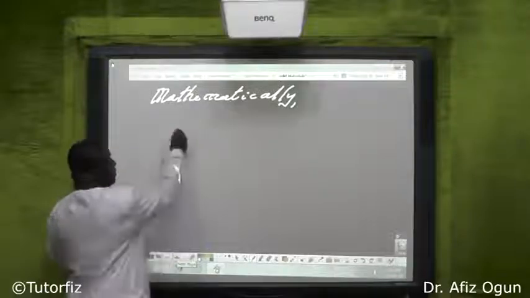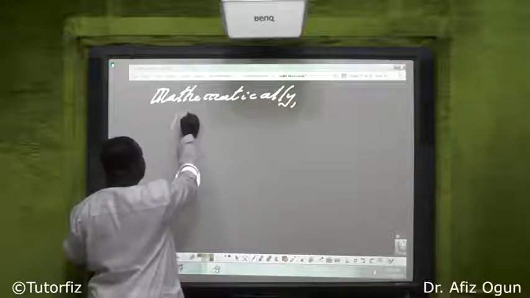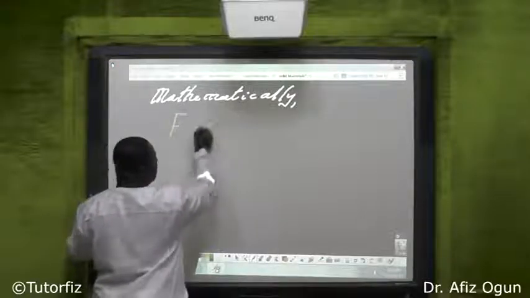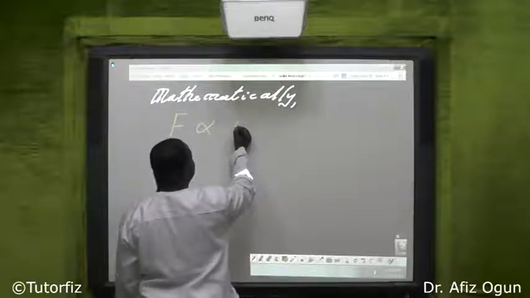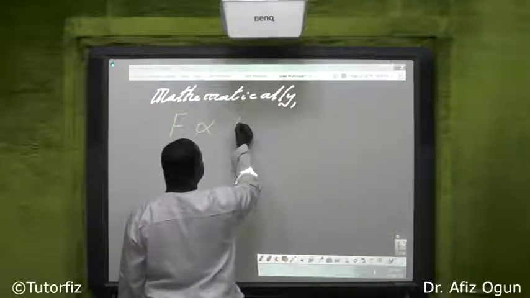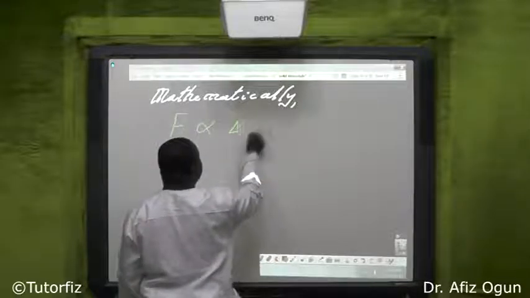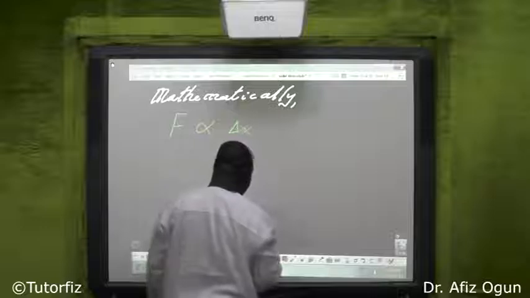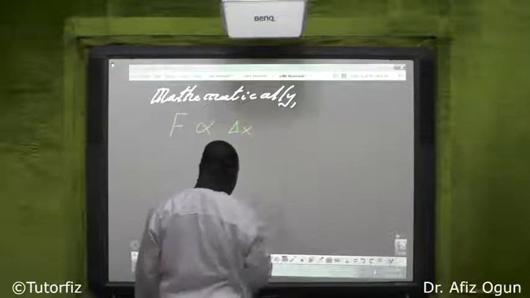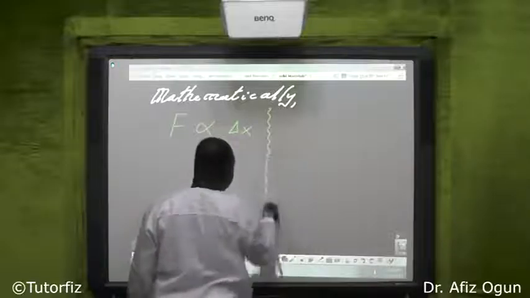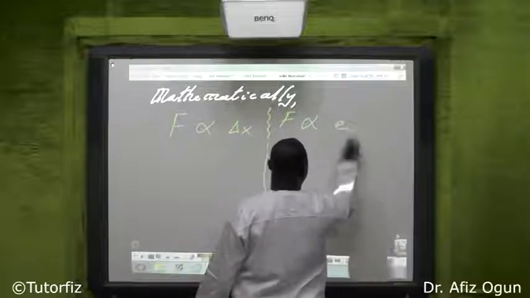So, and we'll come back to this. If the force of pulling it, F, from your mathematics, is directly proportional to the extension, which for Edexcel you write as delta X. For Cambridge, you write it as E. It doesn't matter. Either you write it as E or delta X, we're talking about the same thing.